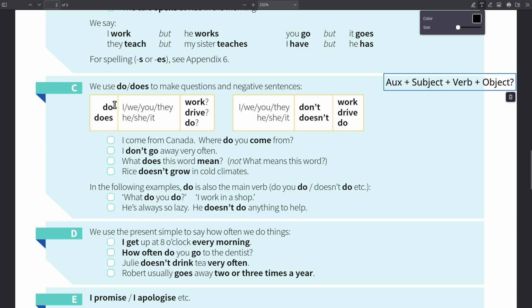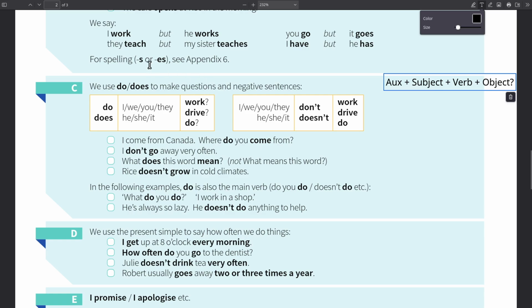We are talking about the first person. Do we? We are talking about plural. Do you? We can talk about a second person, or we can also use it for a group of people. So in this case, do I work? Do we work? Do you work? Do they work? You see, auxiliary, subject plus verb.